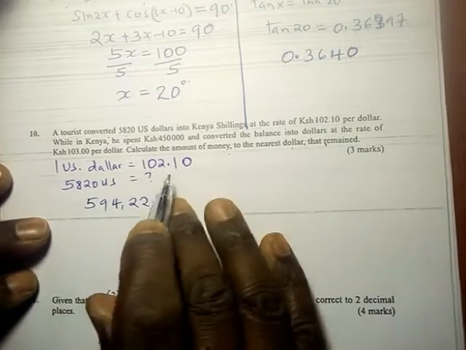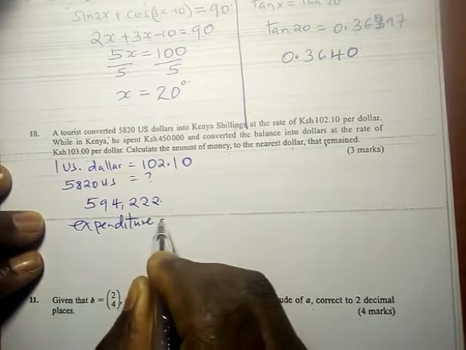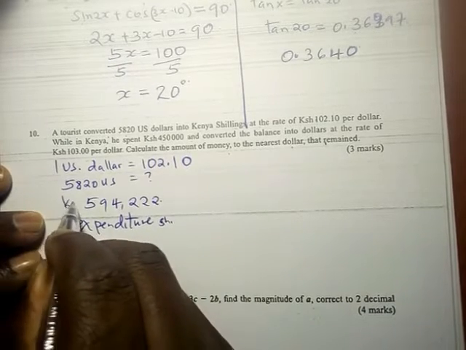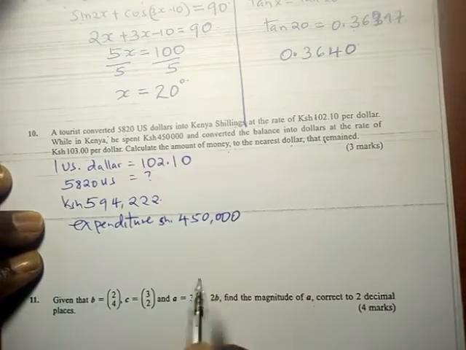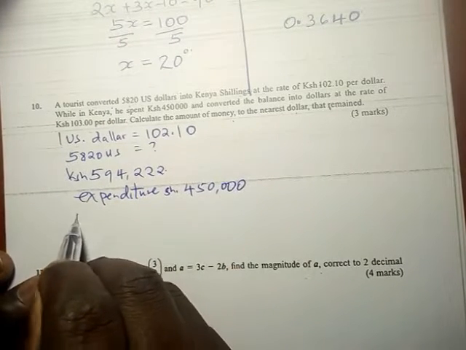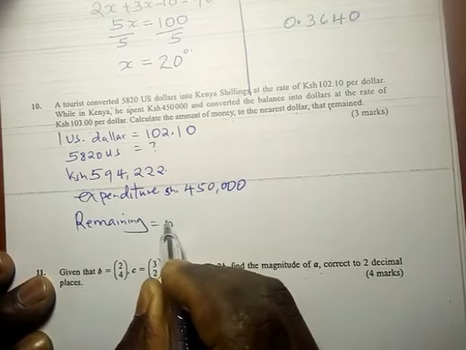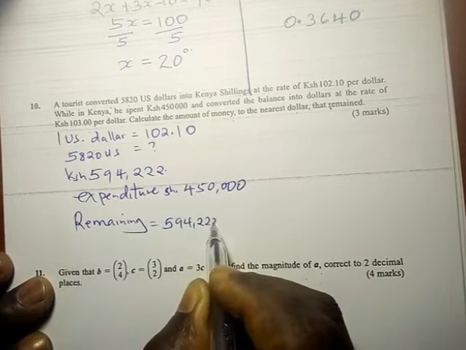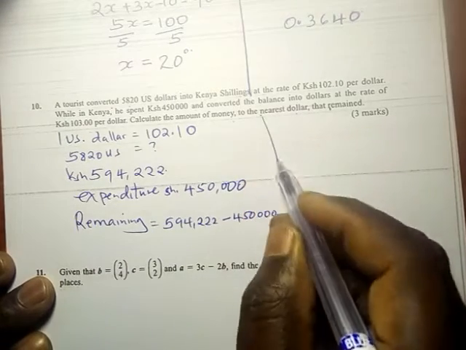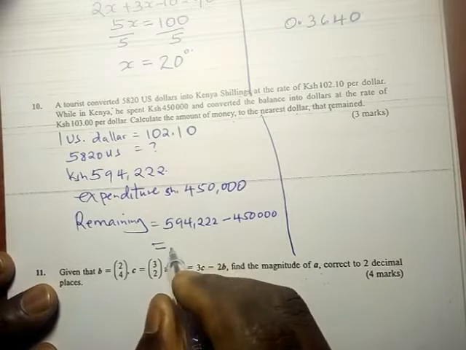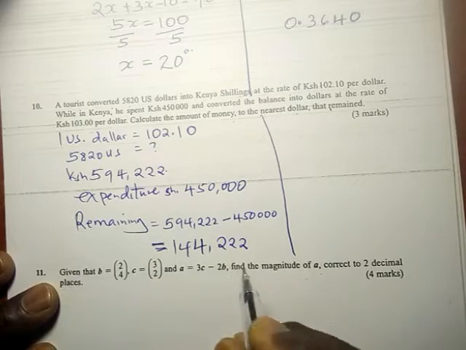It will give us 594,222. So expenditure was Kenya shillings 45,450 here. So what will be the amount remaining? Is equal to 594,222 minus 450. This is going to give us 144,222. This is the money remaining in Kenya shillings.